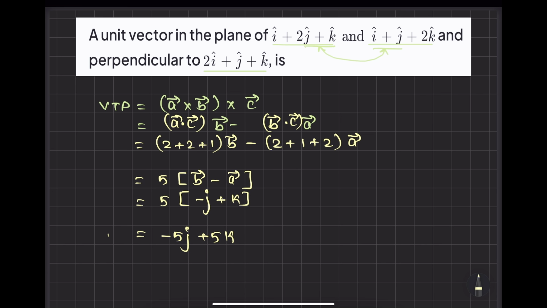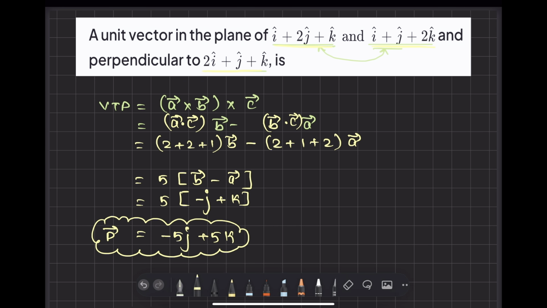So suppose that this is vector P. So we got a vector P which is 100% in the plane containing these two vectors and 100% perpendicular to this vector. But what is the required component? The required thing was a unit vector. So we don't want P, we want P cap.